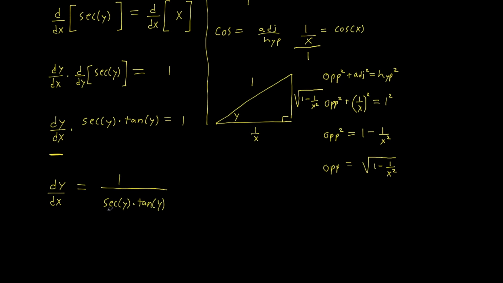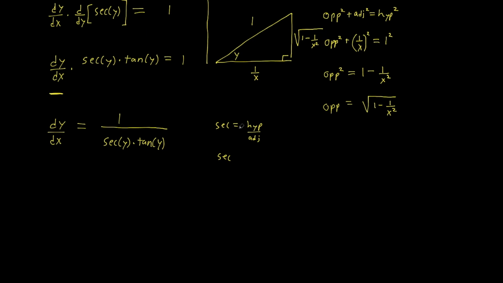And so now keeping in mind that we're solving for secant y times tangent y. So secant, like we said earlier, is equal to the hypotenuse over the adjacent side. So secant of y is going to be equal to the hypotenuse is 1 over the adjacent side, which is 1 over x, which is just going to be equal to x. So we're going to multiply the root by the reciprocal of the denominator.